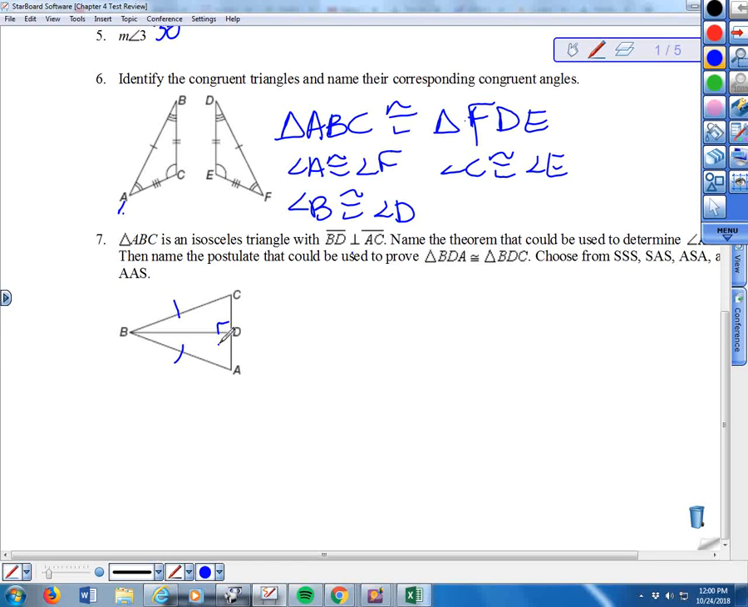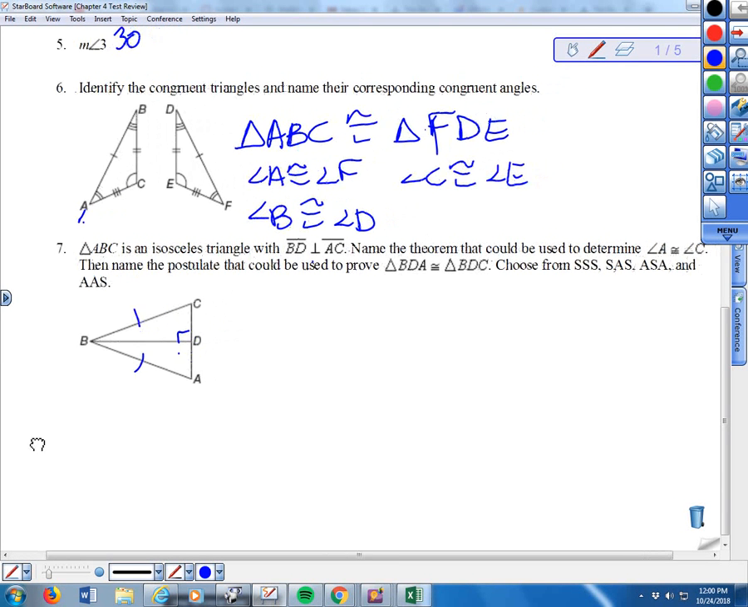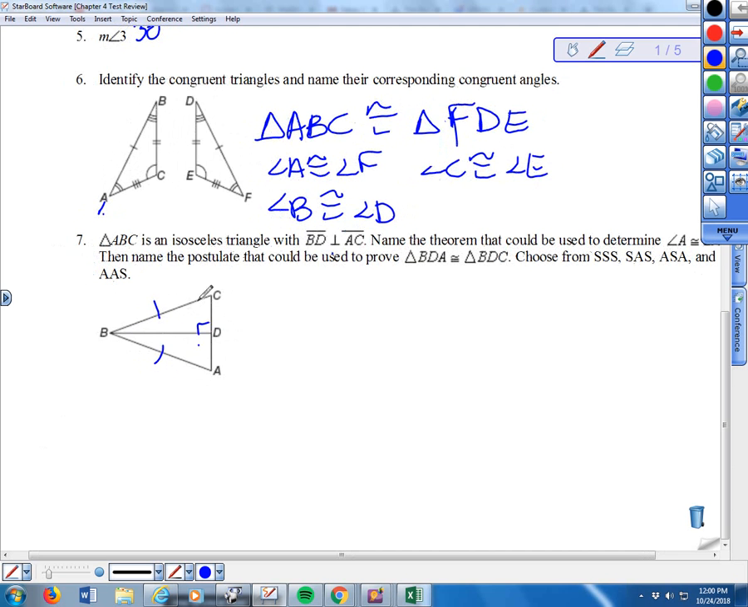So the first thing it says is name the theorem that could be used to determine that angle A equals angle C. What theorem do we know that tells us angle A is congruent to angle C? Base angles theorem. If you're given an isosceles triangle, the base angles theorem says the opposite angles are congruent, opposite of the same sides. So the first answer here is base angles theorem.